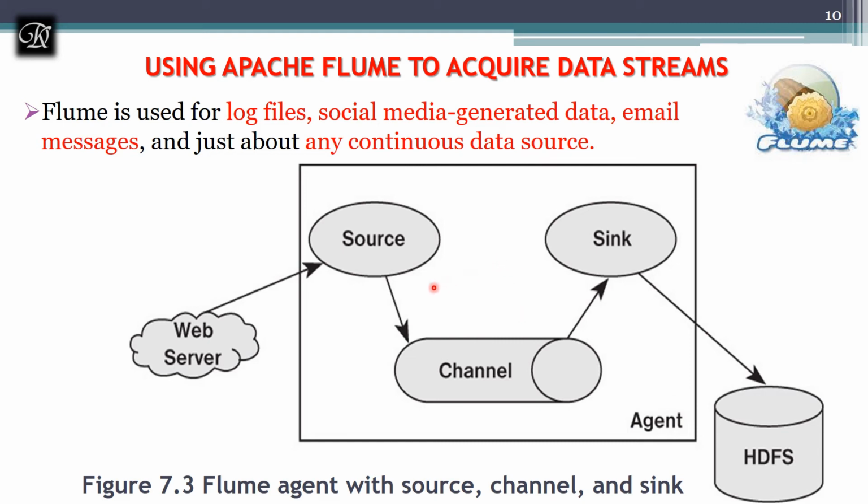A Flume agent can have multiple sources, multiple channels, and multiple sinks. A source can write to multiple channels, but a sink can take data from only one channel. It might be connected to multiple sinks also, but a sink can read from only one channel. Data written to a channel remains in the channel until the sink removes it.